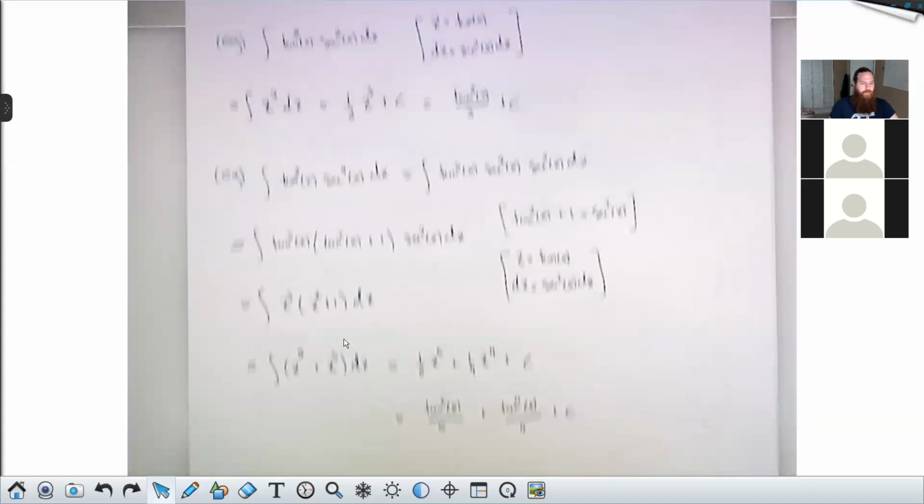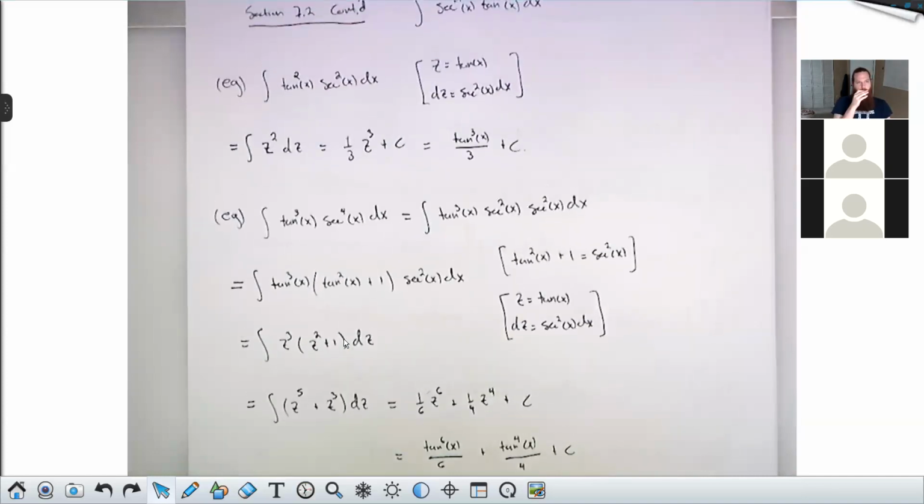Questions on either of these? Does anyone see another way this integral could be done? Does anyone see another substitution we could try? I'll give you a hint. There's another way to do this one, but there is not another way to do this one.